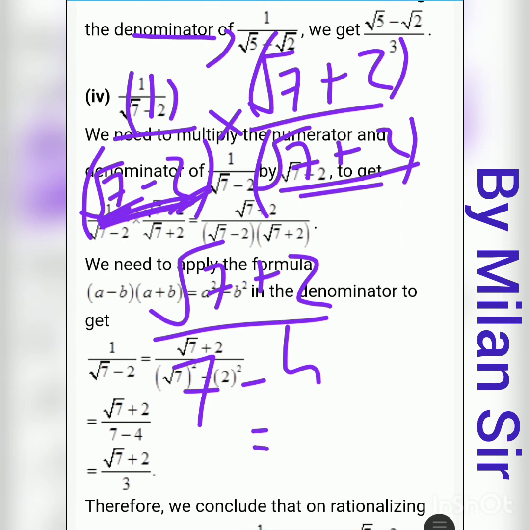Now our numerator remains as it is, under root 7 plus 2, and in denominator 7 minus 4, 3. This is our final answer.